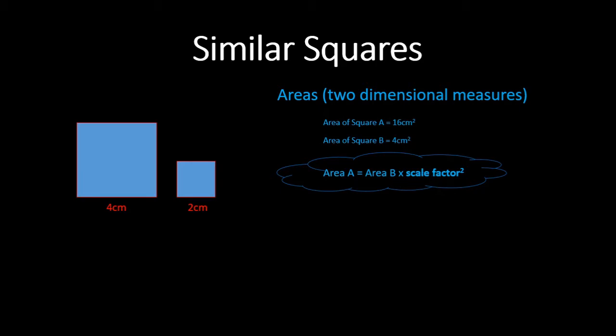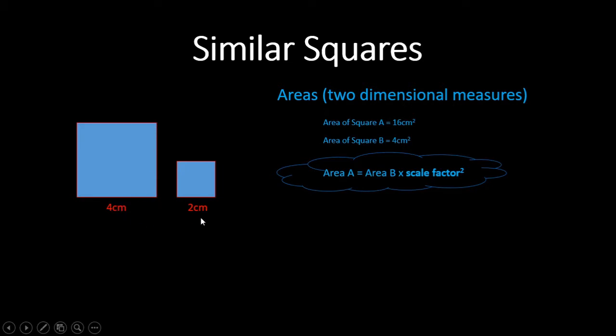Now I already worked out what the scale factor is. That links 4 to 2. My scale factor is that I doubled the 2, I times by 2. Now, if you work out the area of this square, though, which is 16, it is not twice the area of that one, which is 4, because I have multiplied the length by 2 to make it 4, and I've multiplied the width by 2 as well to make it 4.